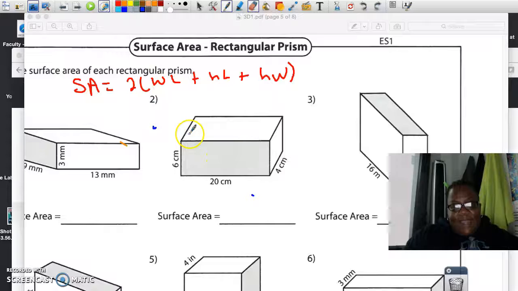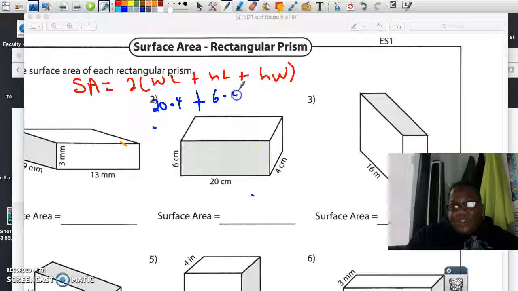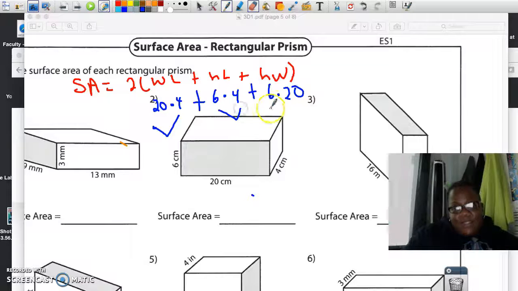So remember the width, think belt. So that's width times length. So this one is 20 times length, 20 times 4, plus height, 6 times the length, which is 4, plus the height again was 6, times the width, which is the belt, 20. So what you're doing here are the 3 multiplication problems, and add them together.